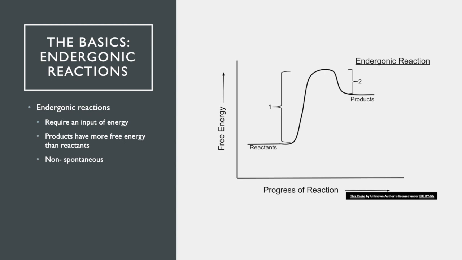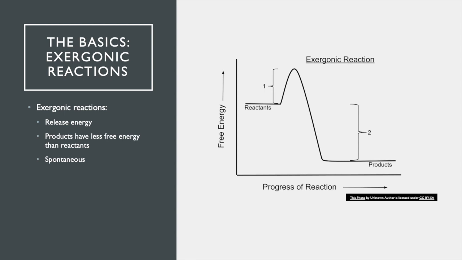Next, we will look at the endergonic reaction. Endergonic reactions require an input of energy. Their products have more free energy than the reactants, and they are non-spontaneous, which means that the endergonic reaction will not take place on its own without the addition of free energy. Finally, we will discuss the exergonic reactions, which release energy. The products have less free energy than the reactants, and they are spontaneous.